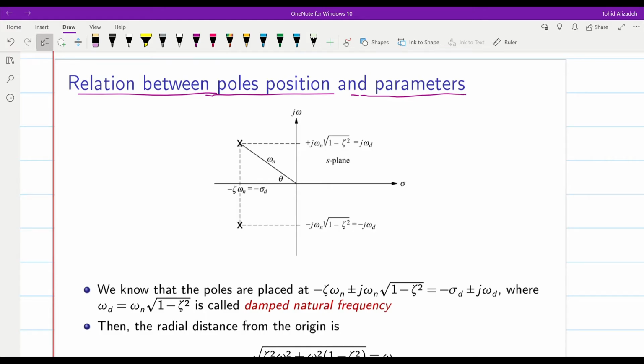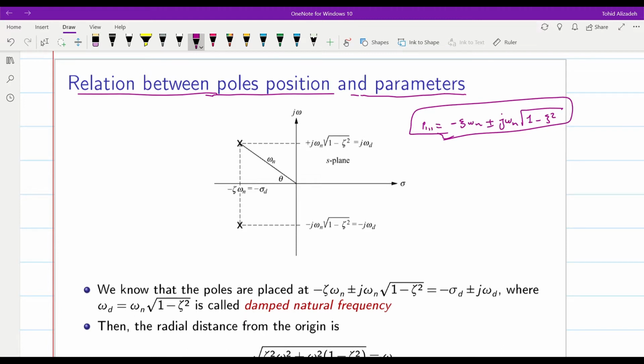Hello everyone. In this lecture, we will focus on finding the relation between the location of the poles of the system and the step response parameters. So for a second order system, in the general form, the poles will be located at minus zeta omega n plus minus j omega n times the square root of 1 minus zeta squared. So we will have two poles, 1 and 2, located at these positions.